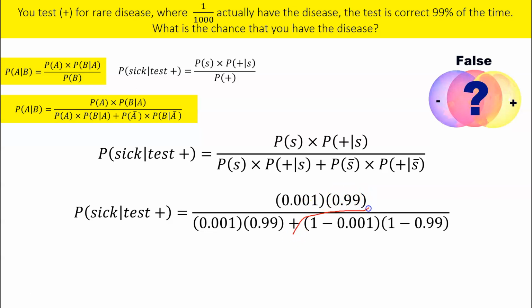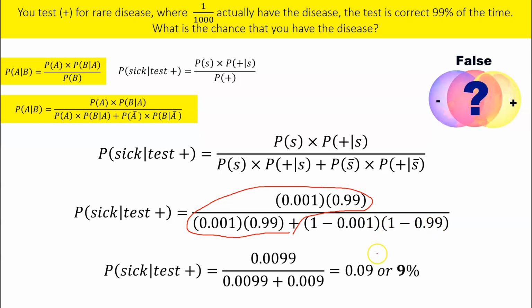Remember, these two things just repeat because this is the true positive, this is the false positive. Well then the not sick would be 1 minus that, 1 minus 1 out of 1,000, and the not being correct is 1 minus that. So when you end up calculating this, there's that 9%. So there's with the picture, there's without the picture. I wanted you to see that through the calculation, we actually really do get the same thing.